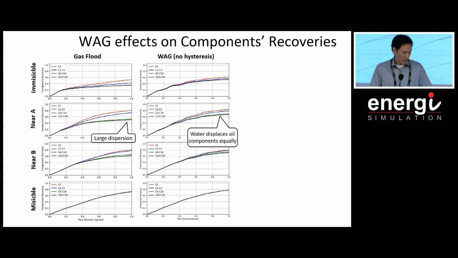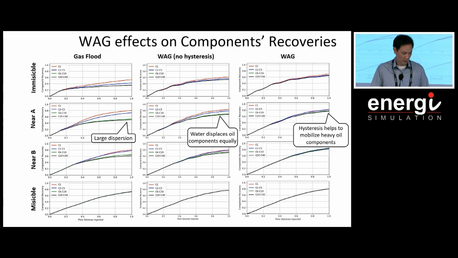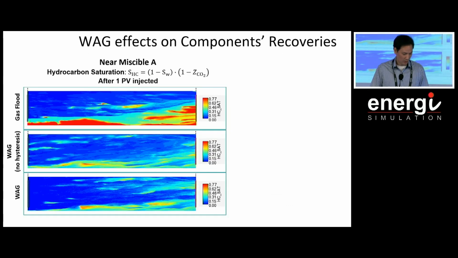And in here, what happens if you then inject water? Well, water will displace the oil components equally, so you tend to reduce the spread. But if you then switch on the hysteresis effects, it will help you to mobilize the heavy oil components, mainly by reducing the residual saturation in the system. So when you trap the CO2, you have that equation that I showed you on the first slides. At least in our model, you reduce the residual saturation, and this will help you. Also, you reduce the relative permeability, and so this will help you to mobilize the heavy oil components.